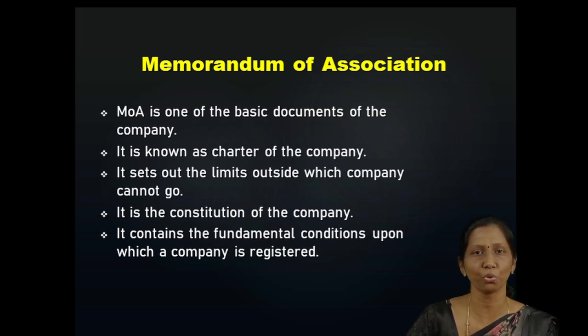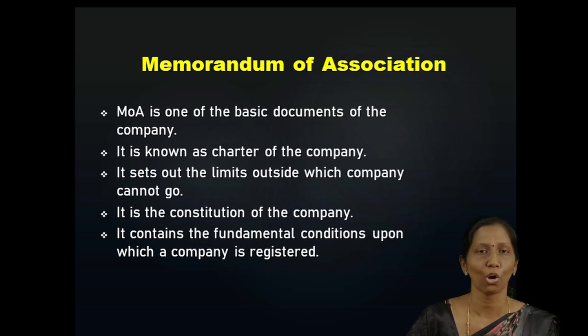It is also known as the charter of the company because the Memorandum of Association mentions the objective of the company. For what purpose is the company established or incorporated? The objective should be clearly mentioned in the Memorandum of Association. It also mentions the limits of the company: what the company should do and what it should not do. So it sets the limits of the company. These are the basic main information mentioned in the Memorandum of Association, and we can say it is the constitution of the company also.